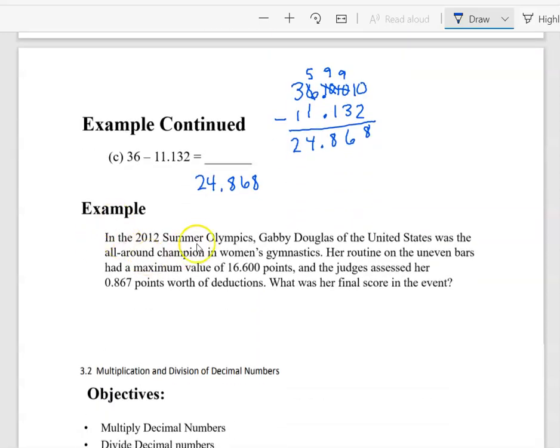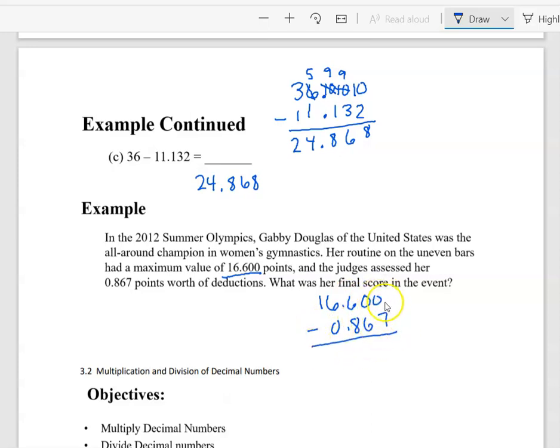Okay. In 2012 Summer Olympics, Gabby Douglas of the United States was the all-around champion in women's gymnastics. Her routine on the uneven bars had a maximum value of 16 and 6/10 points, and the judges assessed her at 867,000 points worth of deduction. So what was her final score in the event? Well, deductions mean that they're going to mark off her score, so we're going to need to subtract those things.